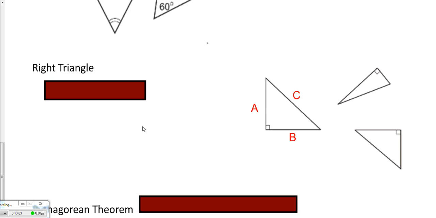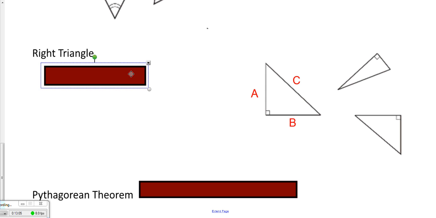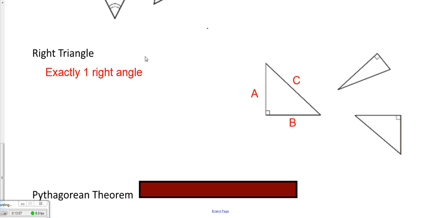degrees. The last kind that we're going to look at is a right triangle. Somewhere in that triangle there's exactly 1 right angle. So in this one you can see here's a right angle. So this is a right triangle. Here is a triangle with a right angle. This is a right triangle. So anytime that you have a triangle with exactly 1 right angle, it's called a right triangle.